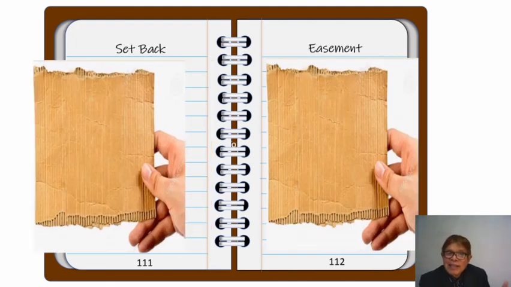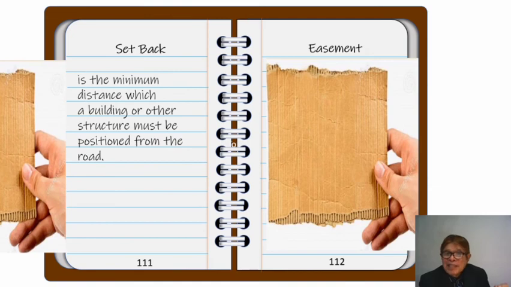A setback is the minimum distance which a building or other structures must be positioned from the road. The standard is 3 meters setback in front from the house to the road, 2 meters from each side, and 2 meters at the back.